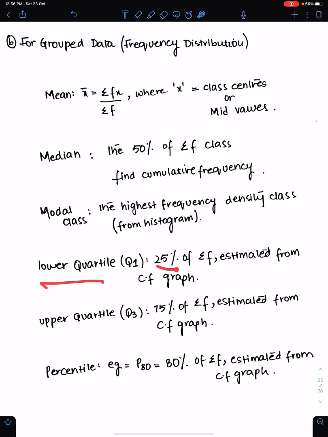Q1 is the 25% of sigma f estimated from the CF graph. Q3 is 75% of sigma f observation, which should be estimated from the graph. Modal class is always found from histogram, and it is the highest frequency density class. The highest bar class is the modal class. Percentile, for example, if we need P80, then we need to find 80% of sigma f and then estimate it from the cumulative frequency graph.